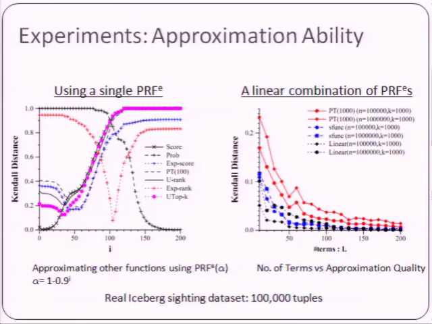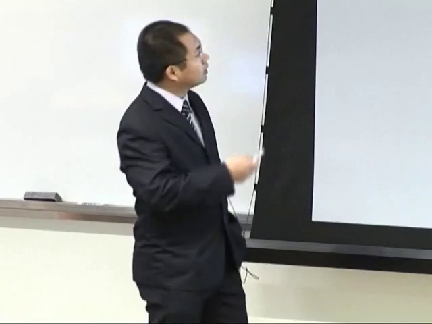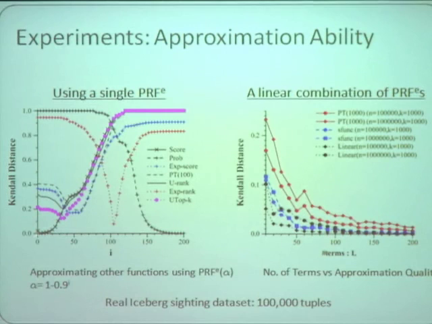So I'm going to show you some experimental results here. Recall that for the PRFE function, we have only one single parameter. I'm going to show that if we change this parameter from 0 to 1, a single PRFE function can approximate many other ranking functions. We still use Kendall distance as a measurement. Each curve corresponds to a particular ranking function, and the x-axis corresponds to the single parameter alpha. Because of scale problems, we use a function of alpha here, but essentially it's changing alpha from 0 to 1.